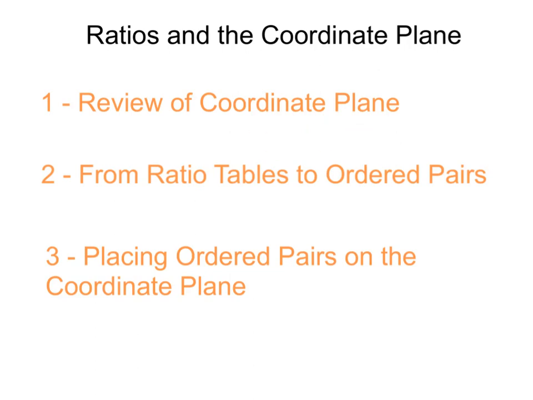For the second thing, we're going to look at a ratio table we've been doing in class and see how to convert those to something called ordered pairs. And then last but not least, we are going to place those ordered pairs on a coordinate plane, kind of taking number 2 and number 1 and placing them all together in step 3.